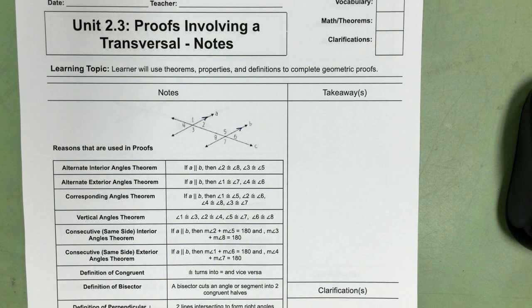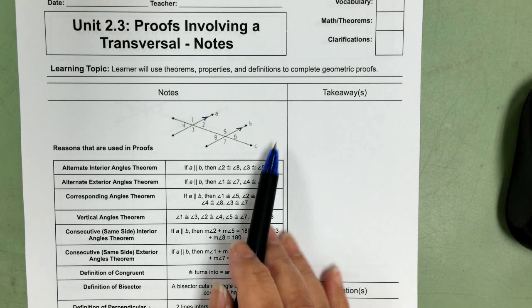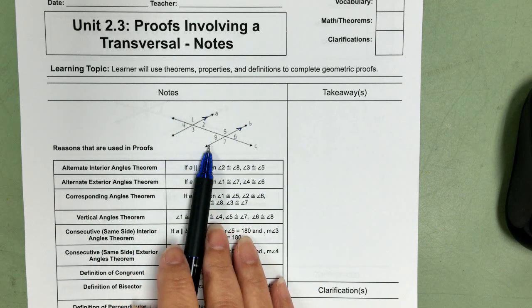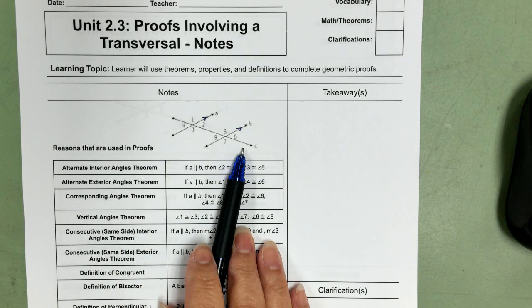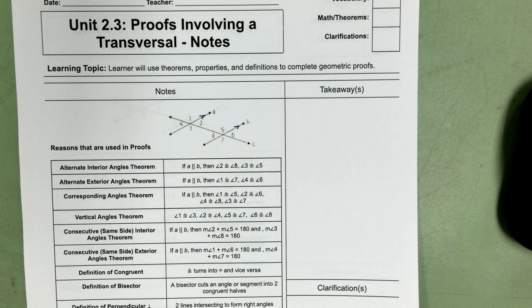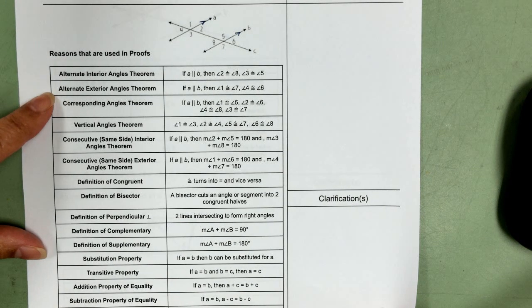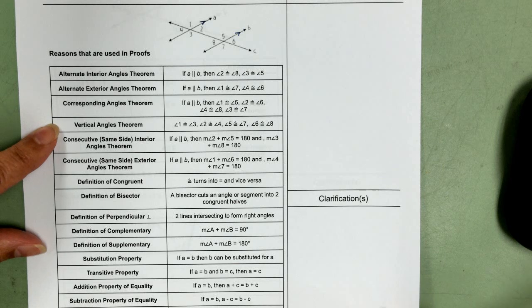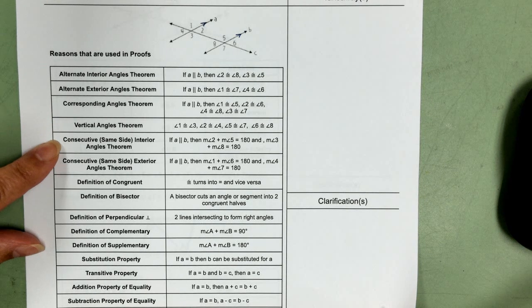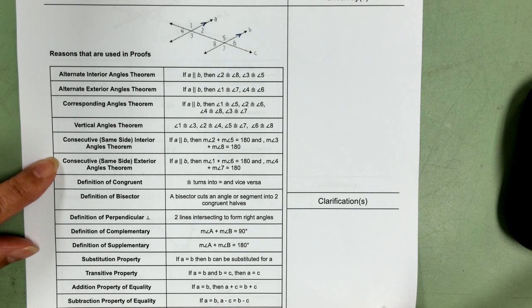In this last section, we're going to walk through some proofs. The first page of this section has a diagram of two lines cut by a transversal and some theorems. We have the alternate interior, exterior, corresponding angles, the vertical angle theorem, consecutive same side interior, consecutive same side exterior angles. These are all theorems. We've talked about them before.